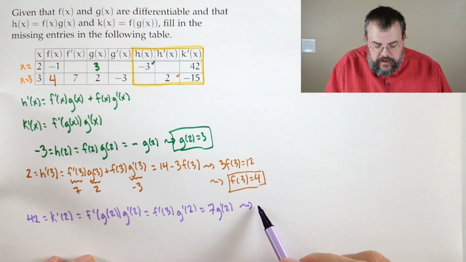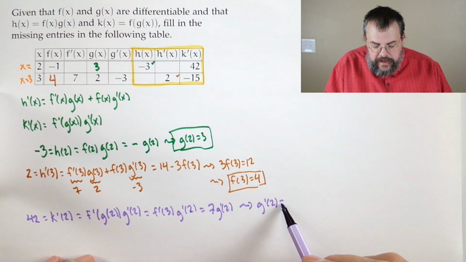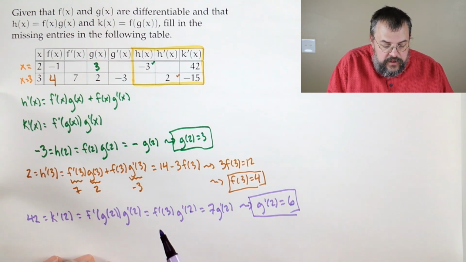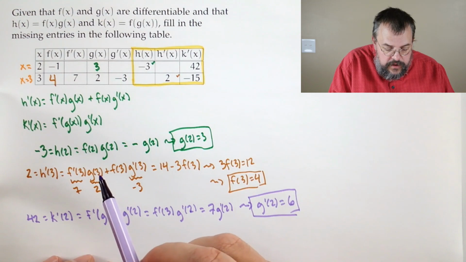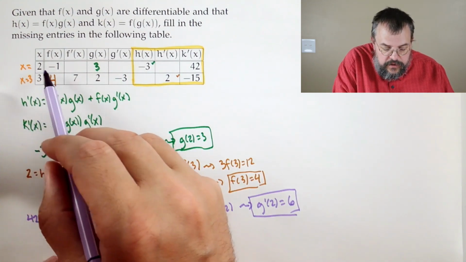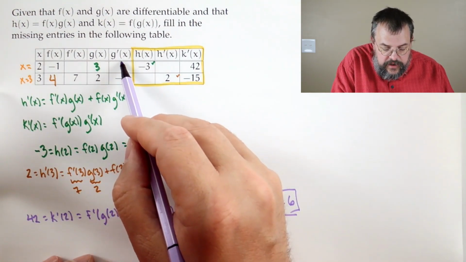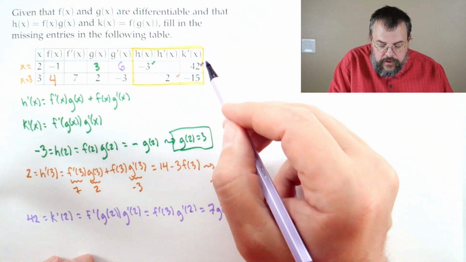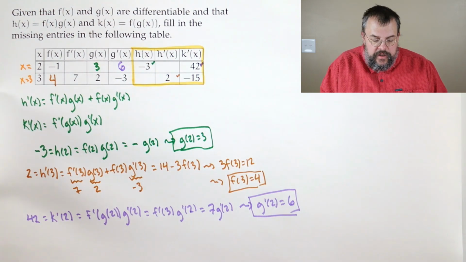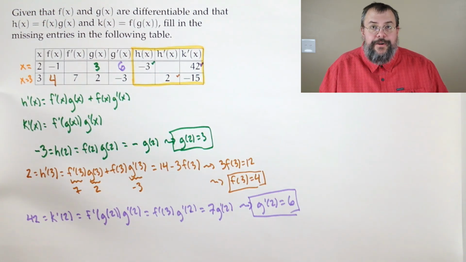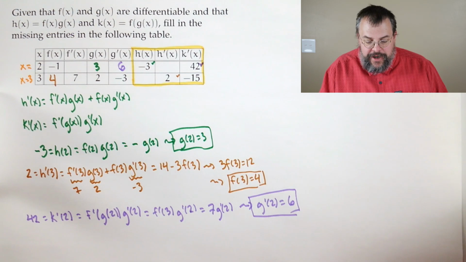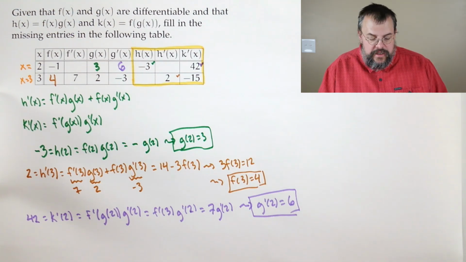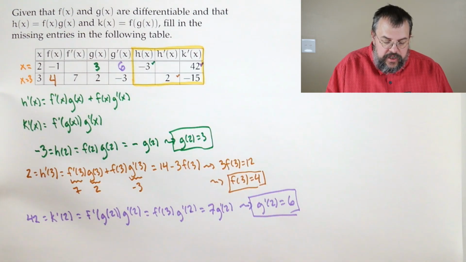Well, that tells us that g prime of 2 has to be 6. All right, so g prime of 2, here we go, there's 2, g prime. So that entry there is a 6. And we've used the 42. All right, good. Well, we're on a roll. We're making wonderful progress. And let's see. Let's try to use this entry here.